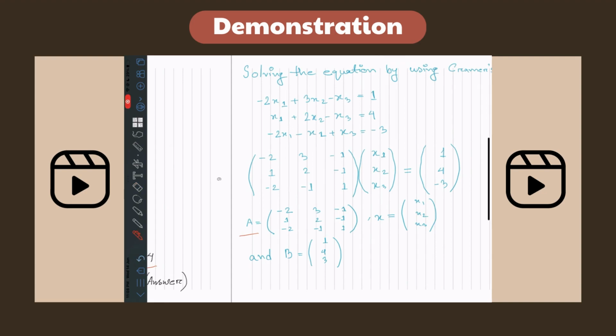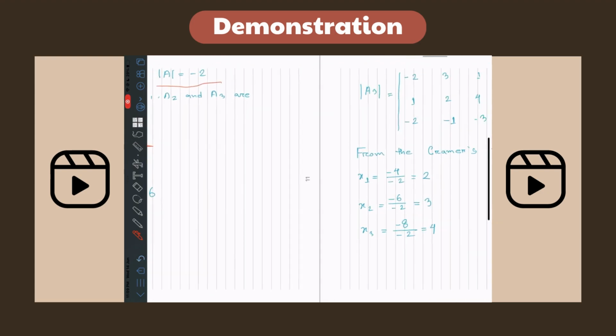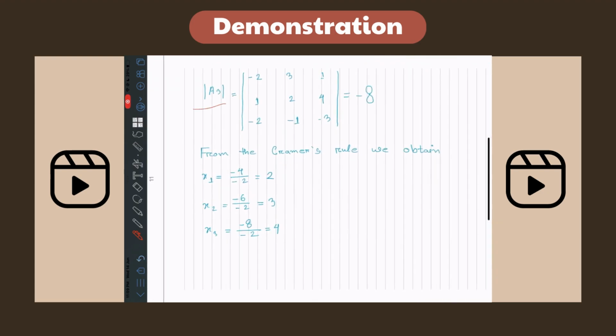And in a similar way, we would need to find A3 by substituting the third column with the constant matrix and find its determinant as well, which would be equal to negative 8. As you can see over here, the determinant.